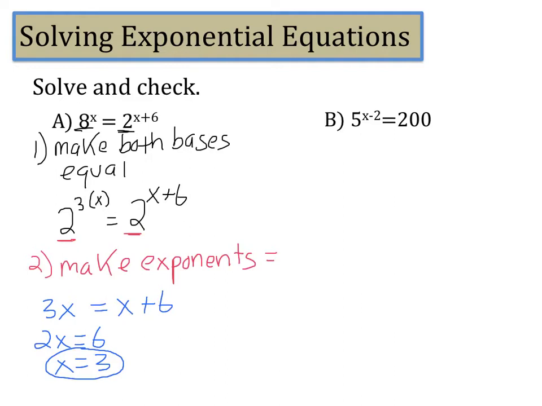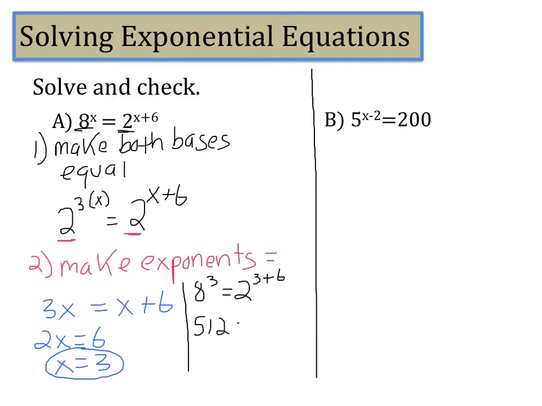Now I can check that by plugging in 3 into my original equation. So let me just make a little line here. I want to have some space for this problem over here. So if I plug in, 8 raised to the third equals 2 raised to the 3 plus 6. 8 raised to the third is 512. And then I have 3 plus 6 is 9. And 2 raised to the 9 is 512. So my answer of x equals 3 works.